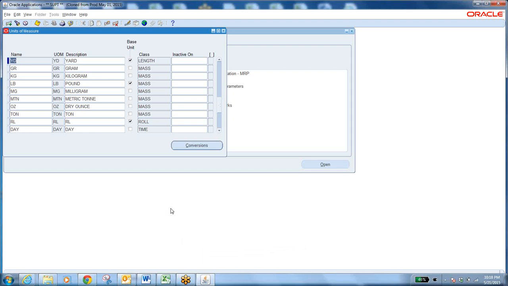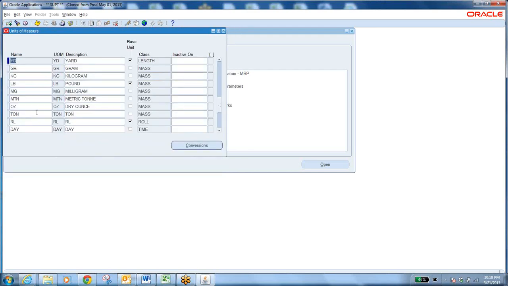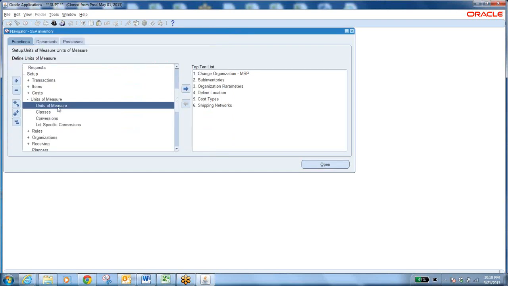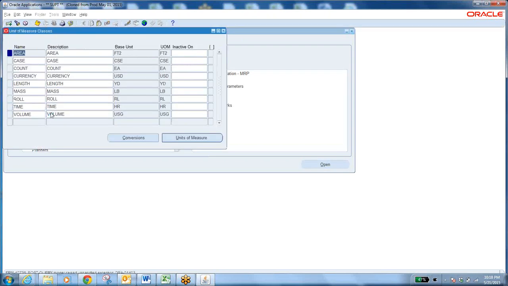Every item is measured by a unit of measure, and every unit of measure has conversions with secondary units of measure. If I take one unit of measure, let us take yard, one yard equals how many? If any secondary unit of measure is there, then we have to define conversions. First of all, you have to define all the units of measure here, because we are in the unit of measures form. Now we have all the classes, and we have to define them.